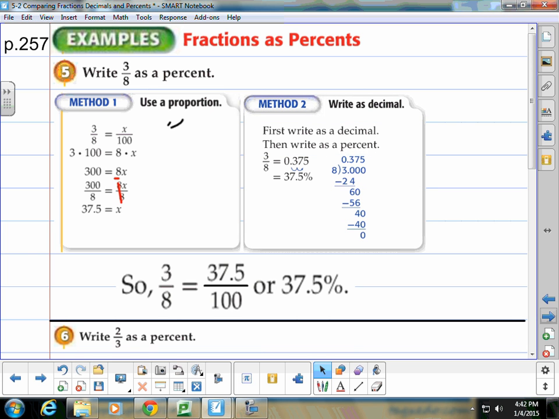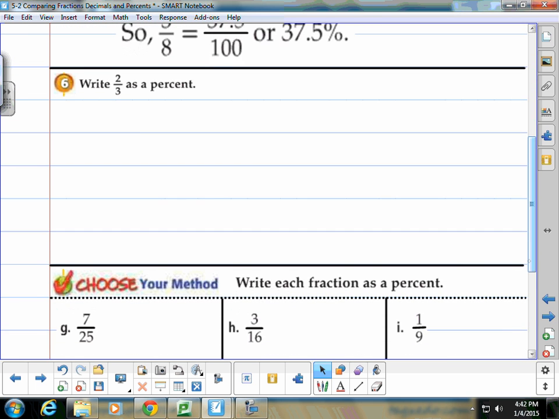Another method is writing it as a decimal. So we can divide, 3 divided by 8 is the same as 375 thousandths, and then use that method of multiplying by 100 to turn that decimal into a percent. And notice we do end up with the same answer, so therefore we did do it correctly.